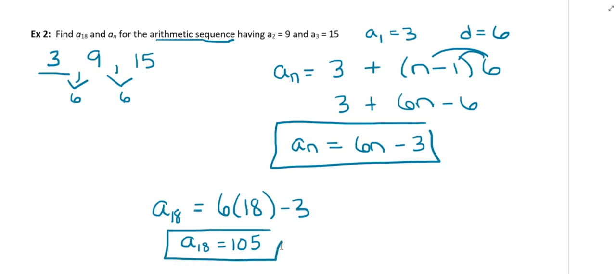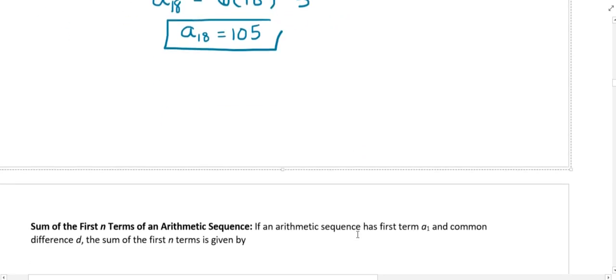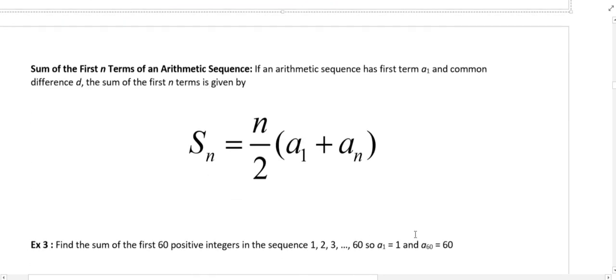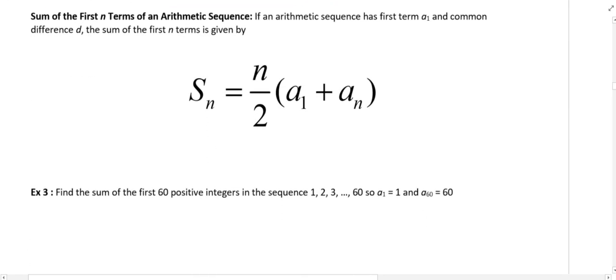Okay, next what we have are the sums of terms of an arithmetic sequence. Okay, so here you have, if an arithmetic sequence has first term a sub 1 and common difference d, then here are your terms. So the sum of a certain number of numbers is how many numbers you're doing, divided by 2, and then a sub 1 plus a sub n, where a sub n is the last number. So it's first number plus the last number.